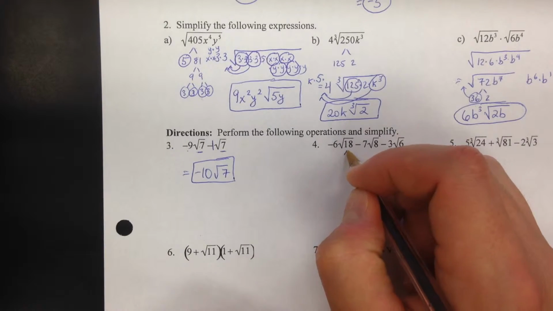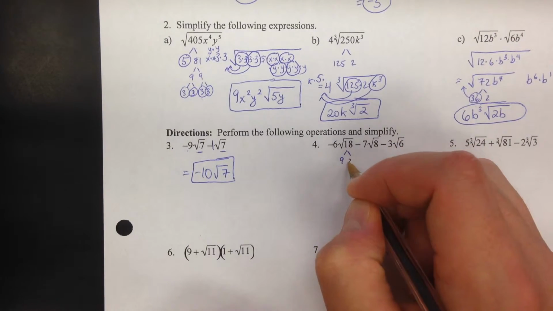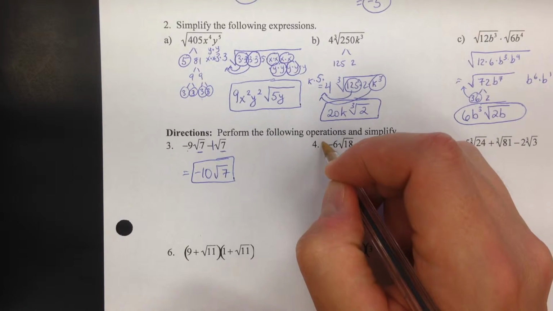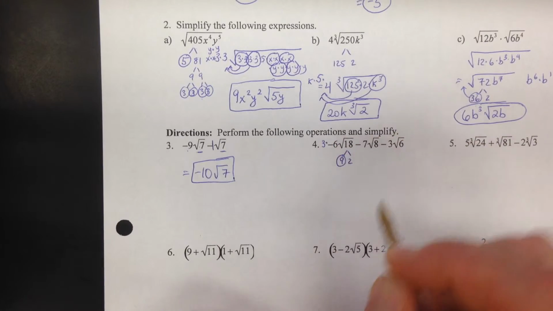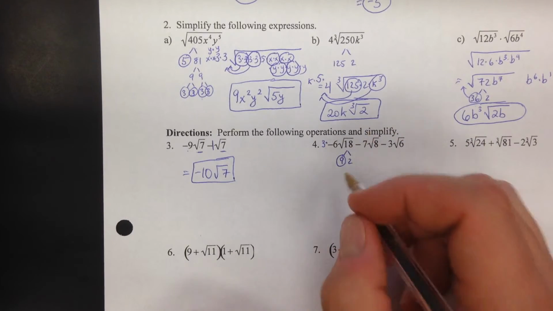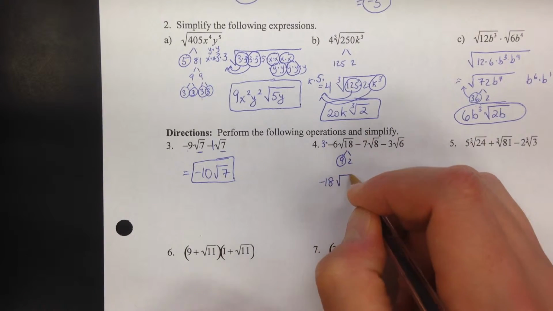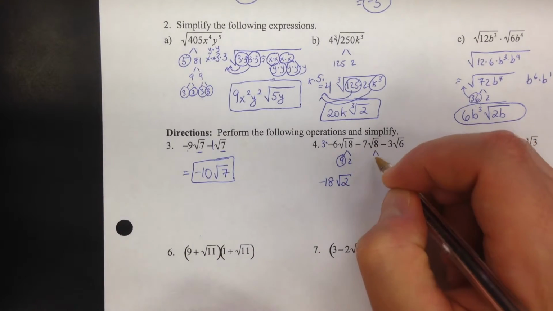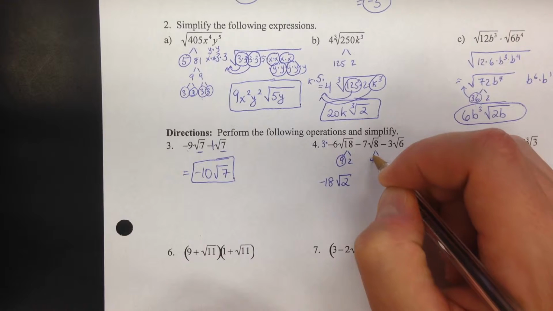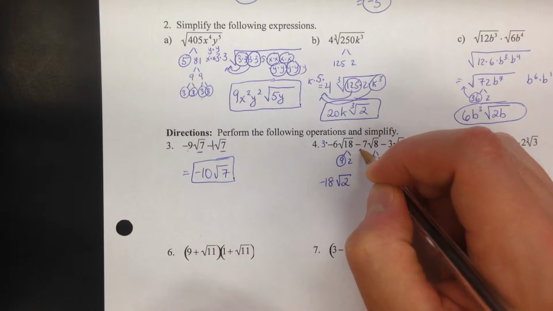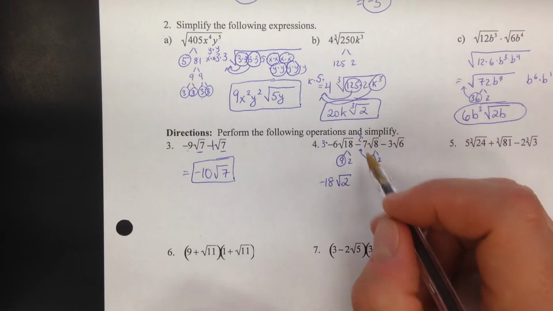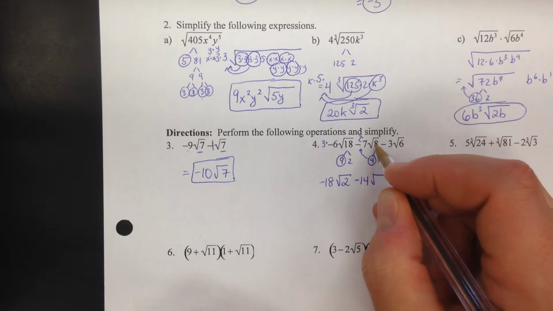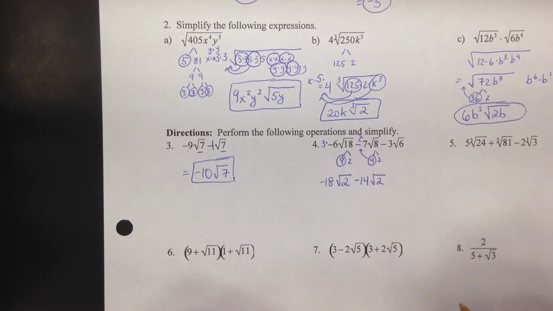But let me simplify. 18 is 9 times 2. 9's a perfect square, so when I take that square root, it's 3. So what I get is 3 times negative 6, negative 18, and what's left underneath is 2. 8 is 4 times 2. 4 is a perfect square, so I'm going to pull that out. That's a 2 out there. So that becomes 2 times negative 7, minus 14. Square root, 2 is left over.